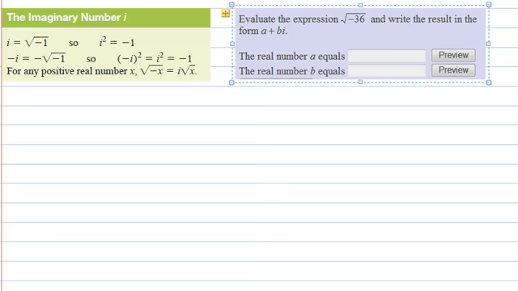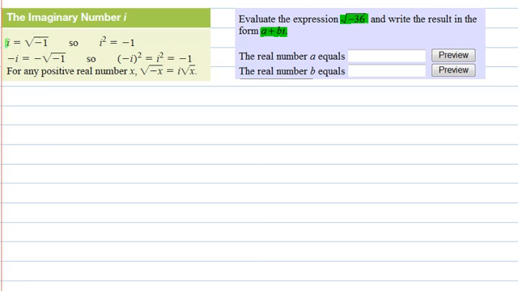So in this problem, we're asked to evaluate the square root of negative 36 and write it in complex form. Well, obviously, there is no real solution to the square root of negative 36. What number times itself would be negative 36? Well, 6 times 6 is 36, positive, and negative 6 times negative 6 is also positive 36. So that's why this one has an imaginary solution.